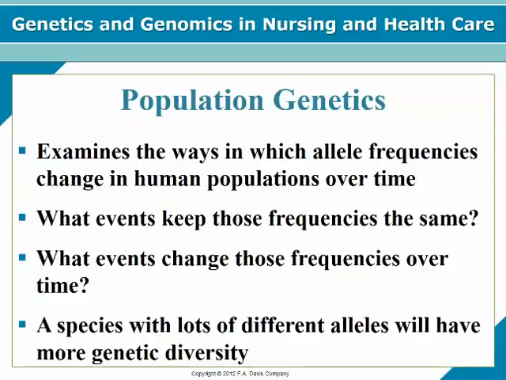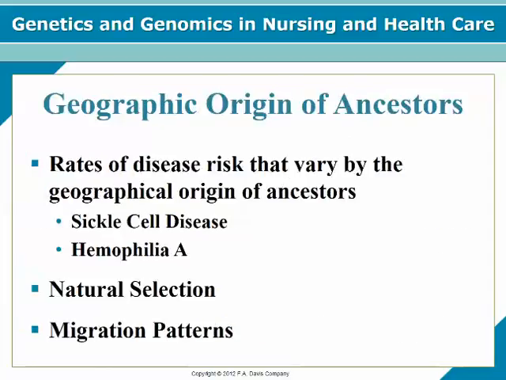Geographic origin of ancestors. So this is what people are kind of interested in right now. If you see there are different advertisements where you can send in your DNA and they can match your ancestry, which I think is pretty interesting. The rates of disease risk vary by the geographical origin of ancestors. Like with sickle cell disease and hemophilia A, how those vary according to population, migration, and different geographical origin.